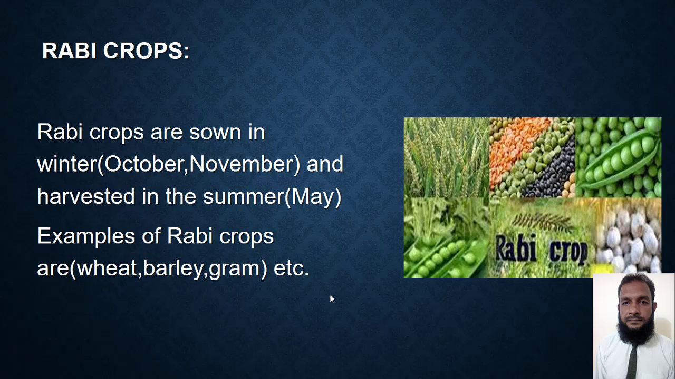Rabi crops. Rabi crops are sown in winter, especially in the month of October and November, and harvested in the summer, especially in May. Examples of Rabi crops which are grown in Pakistan are wheat, barley, gram, etc.